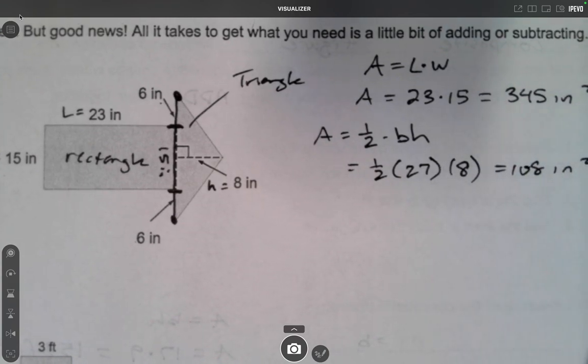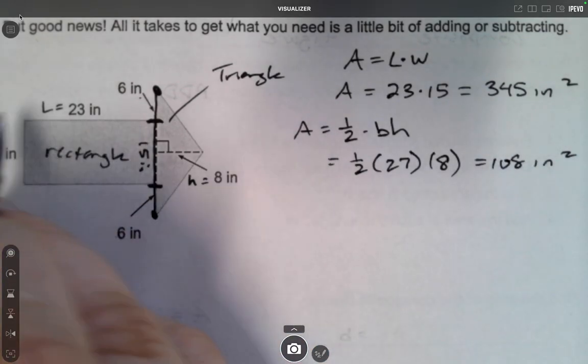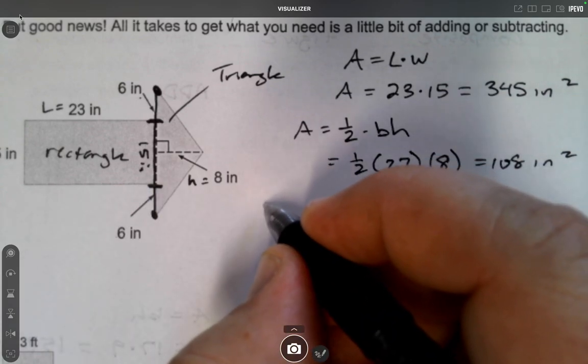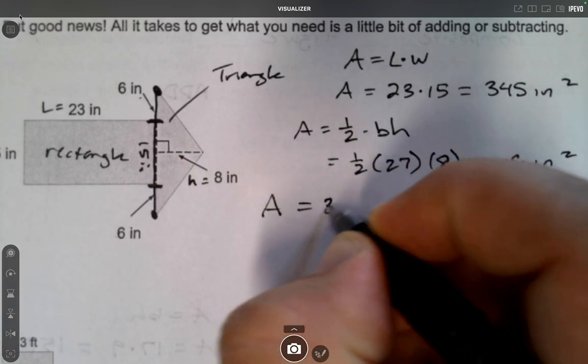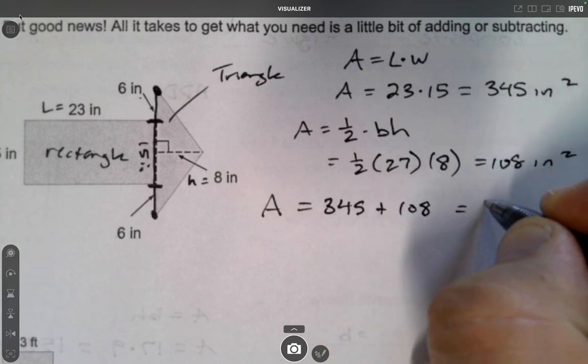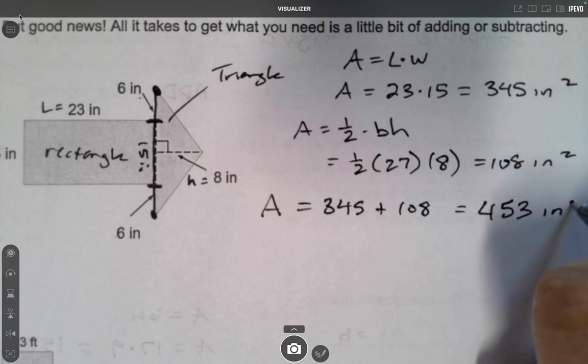So we now have the area of the rectangle and the triangle individually. So to get the area of this arrow shape, we just add these two together. 345 plus 108 gives us 453 square inches.